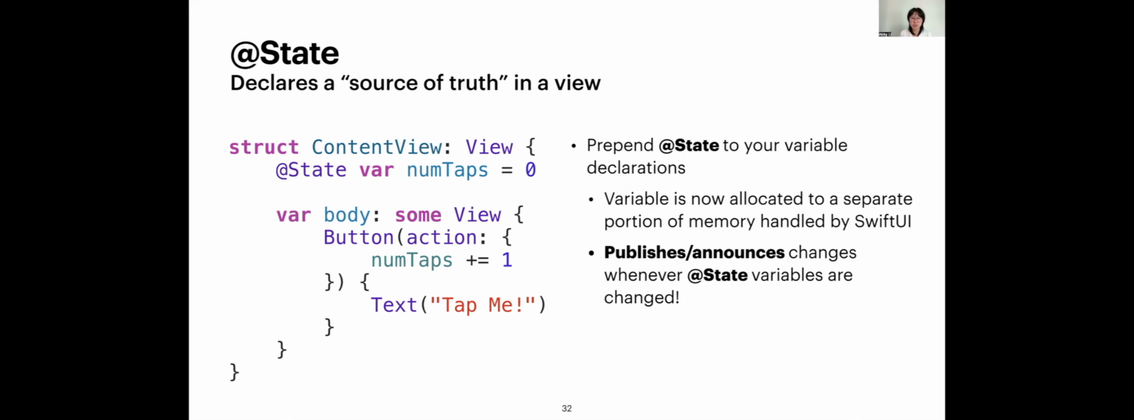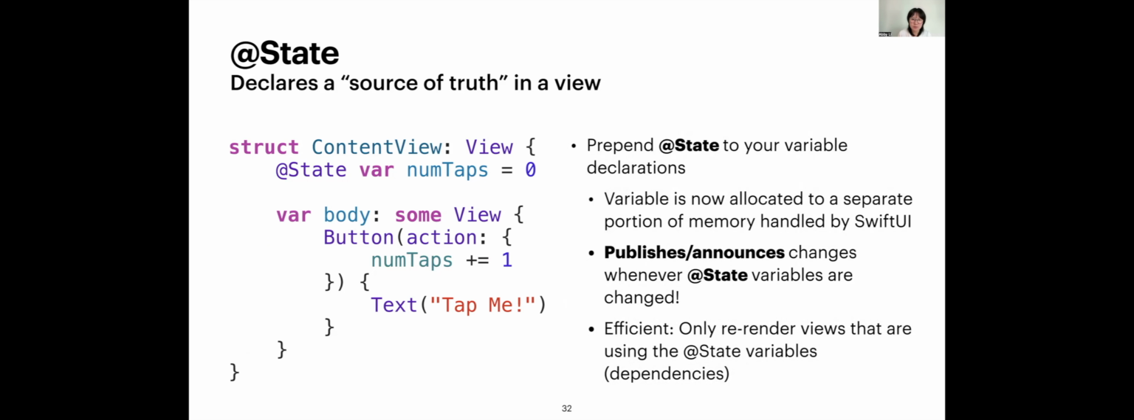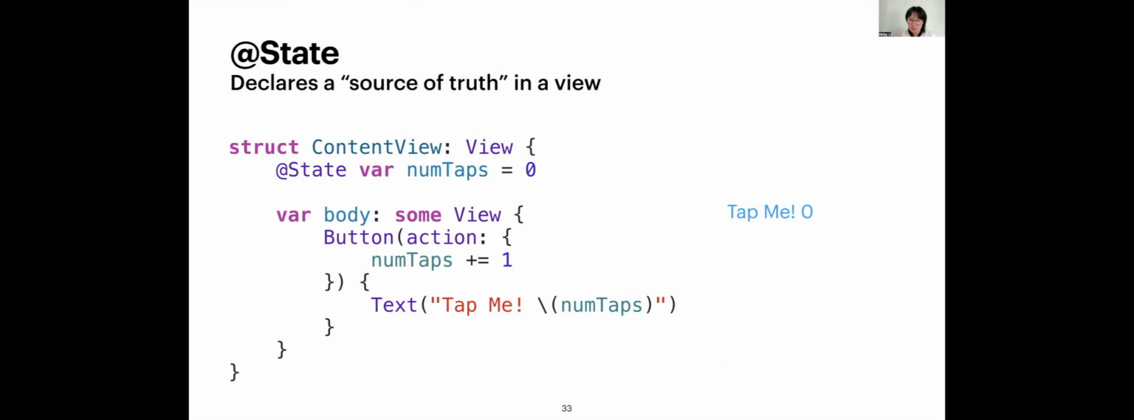Now when the value changes, SwiftUI knows about it, and it can announce, this value changed. Only views that depend on it need to re-render. And it's efficient. SwiftUI only re-renders the specific views that actually use that @State variable. Everything else stays untouched.